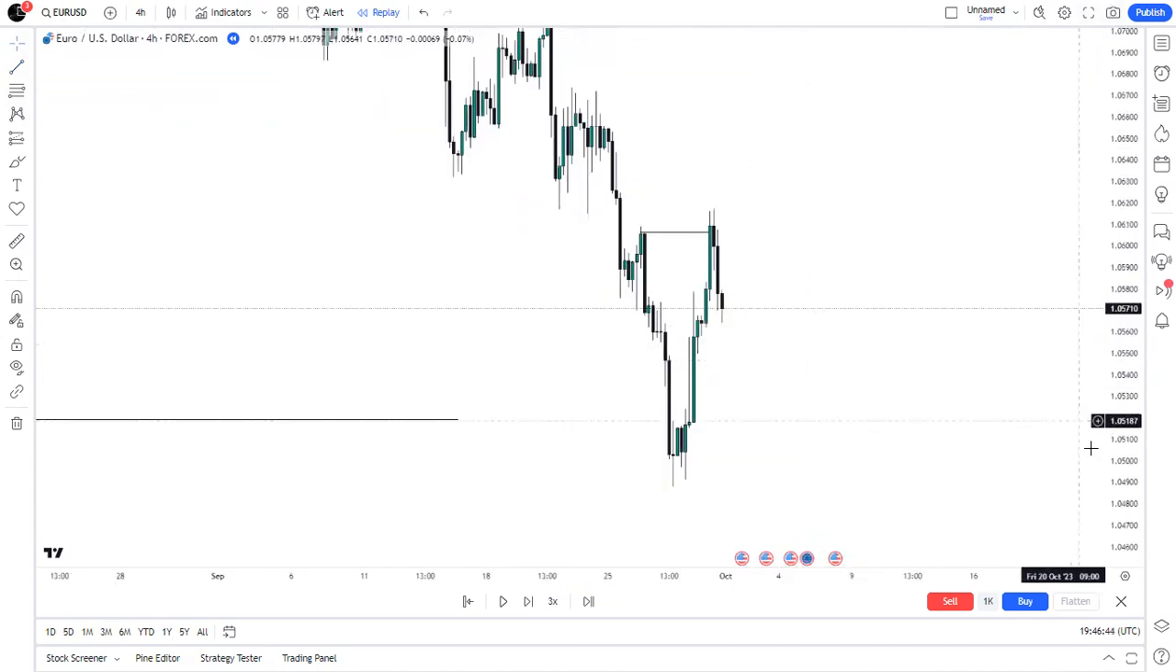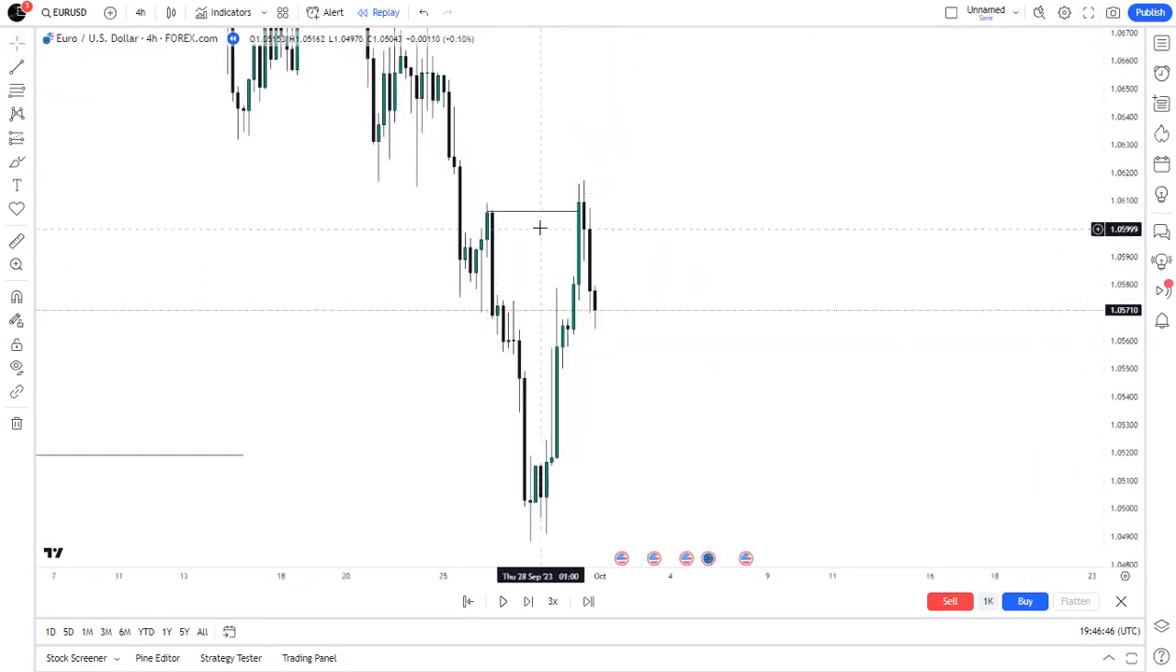Now, look closely. Something actually caught my attention. What we have on the H4 is not a market structure shift, neither is it a break of structure. It is a sweep of liquidity. It's a sweep of liquidity.